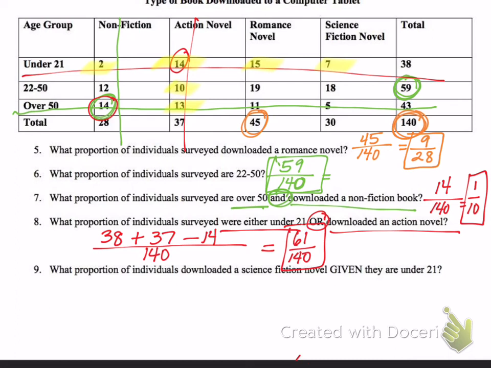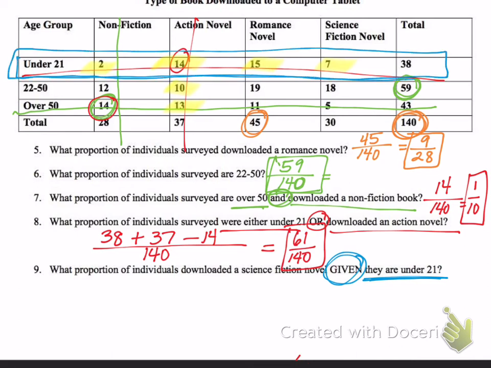And then the last one, what proportion of individuals download a science fiction novel given, so here's my condition, given they are under 21. So what we do here, instead of looking at the grand total of 140 people, because not all 140 people are under 21, I'm only going to look at the under 21 row, because that is my condition. So out of all of the people that are under 21, which is 38, how many of those downloaded a science fiction novel? 7. So I'm going to say 7 out of 38.